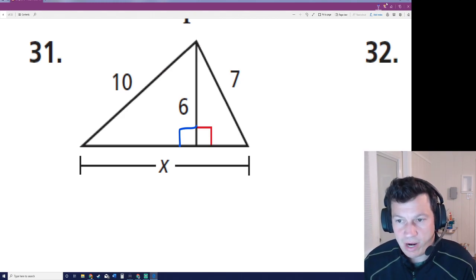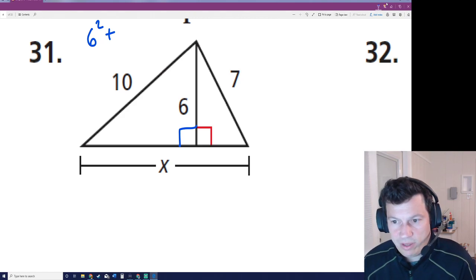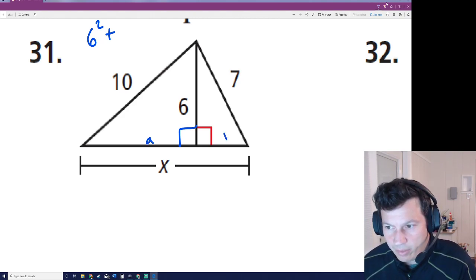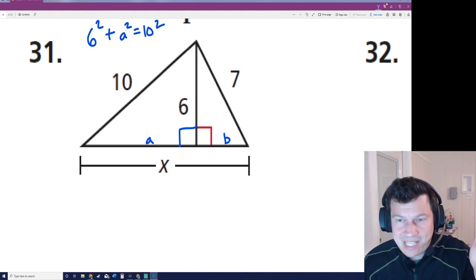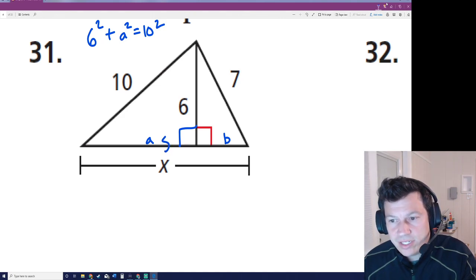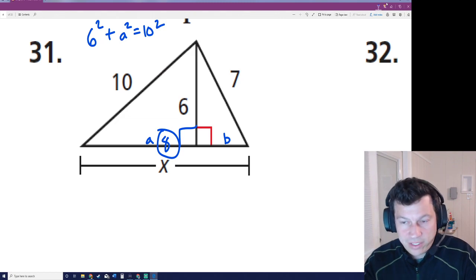So if we look at this triangle over here, this one's pretty easy because we have 6 squared plus something squared. And again, I can't call it x because x is the whole thing. But what if I just call it a, and I'll call it b, just so if I want to put it in there. So a squared equals 10 squared. And this is where I stop and go, oh, this is a 6, 8, 10. So this side is 8. I don't have to do it, but I know that that's a 3, 4, 5 times 2.